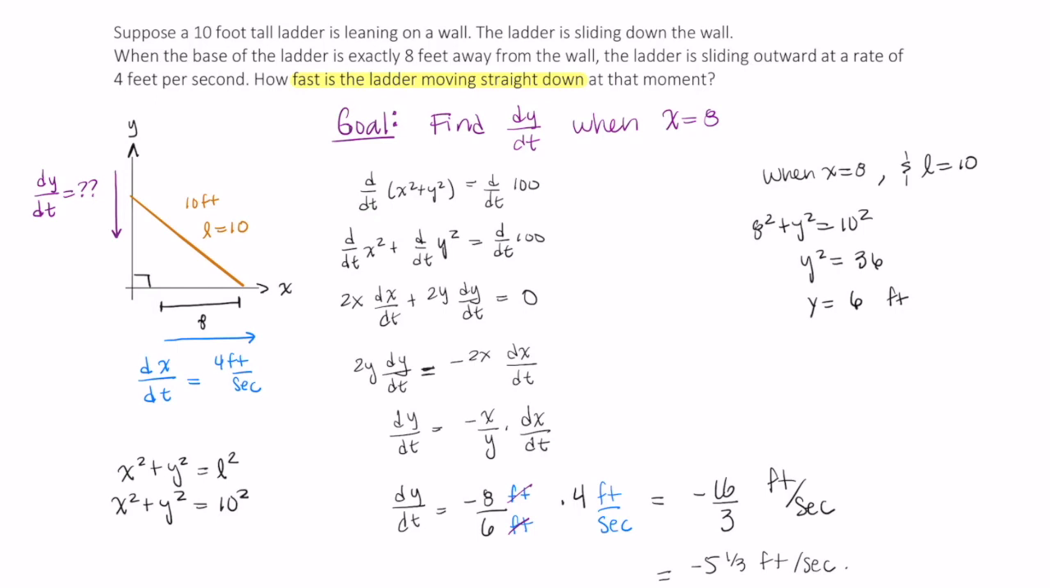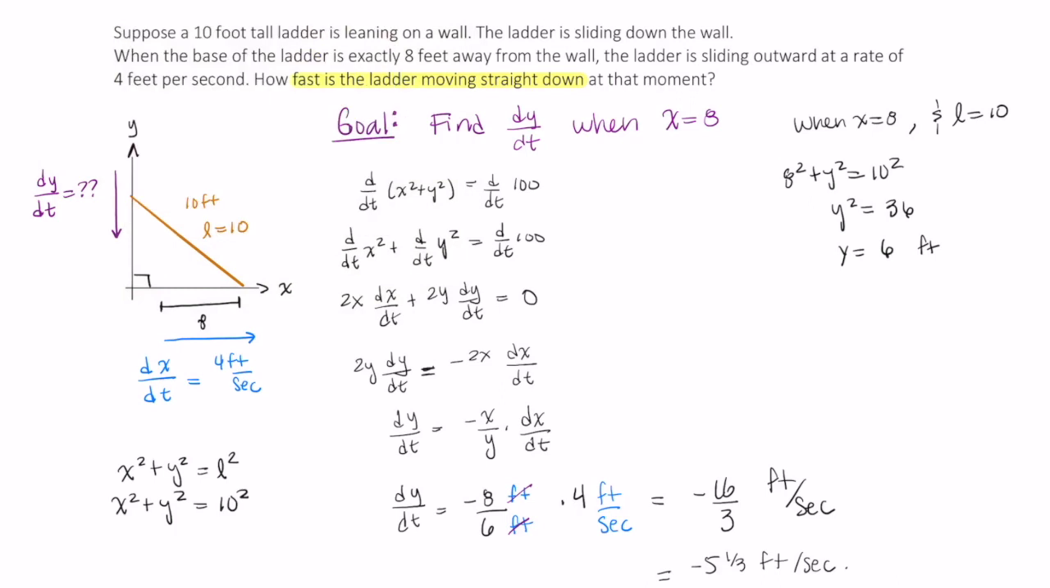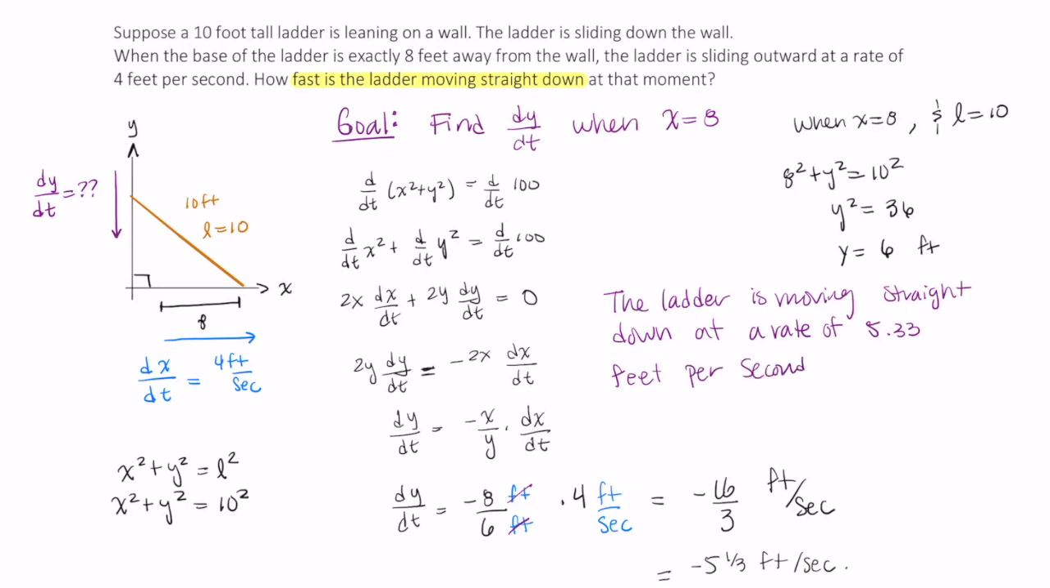Now let's explain our answer in a sentence. The ladder is moving straight down at a rate of 5 1/3, so 5.33 feet per second. And before you think there is a typo here that I left a negative off, remember this is the y-axis. So as you travel upward on this y-axis from this point of view, the values go positive. When you travel downward on the y-axis, they're negative. So I'm taking care of that negative by saying the ladder is moving straight down at a rate of 5.33 feet per second. I hope this video has been helpful.